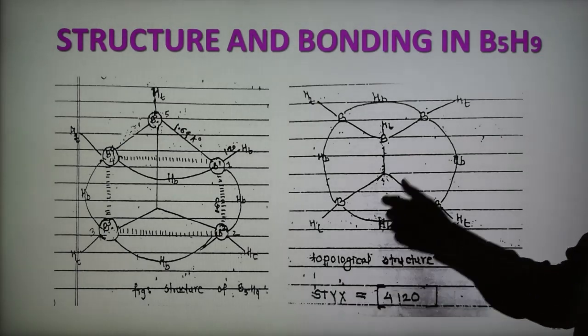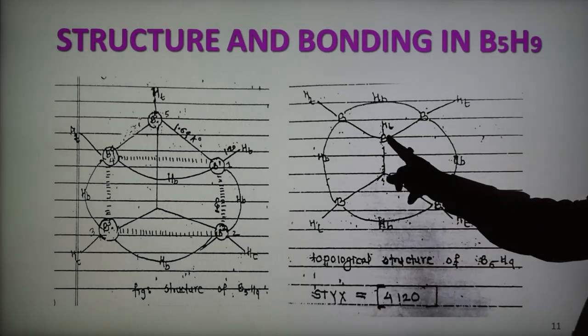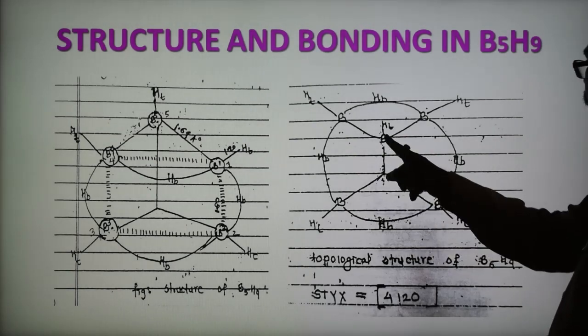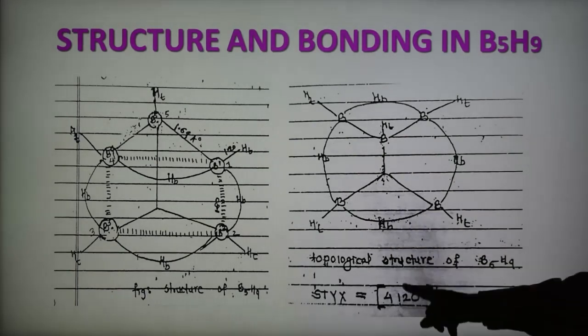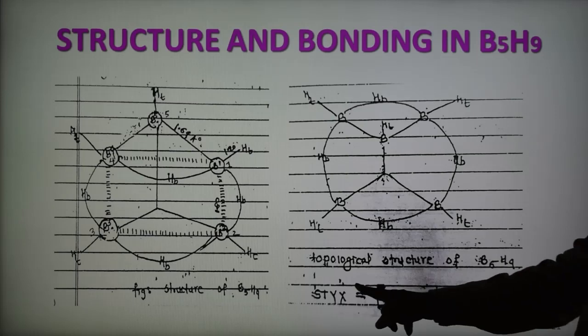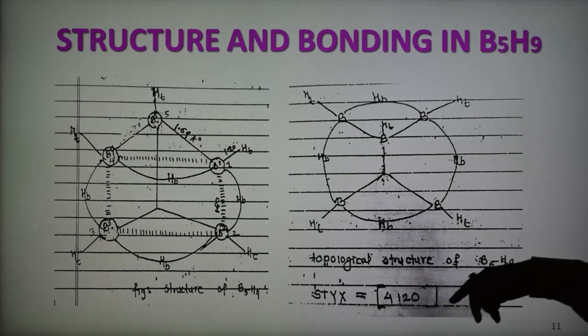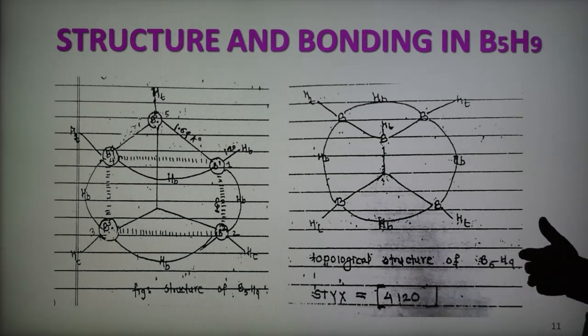What is T? It is the 3 center 2 electron bond of the type B. So 3 borons are joined to each other. Such a type of bond is 1, so T is 1.